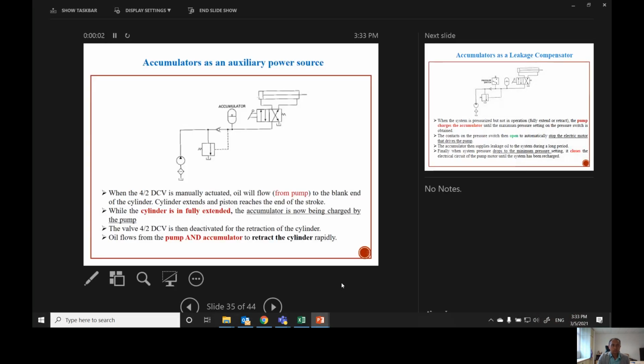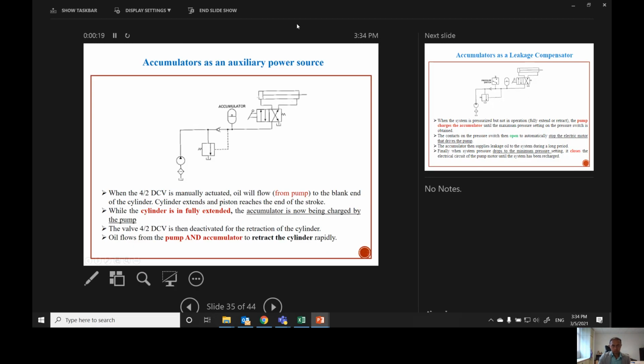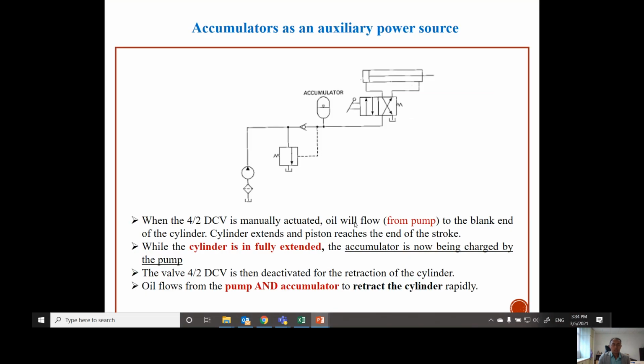Okay, so the first one, accumulators as the auxiliary power source. Let's see. Okay, so you can see that this is the symbol for the accumulator. So the accumulator is connected just before this 4 two-way DCV.